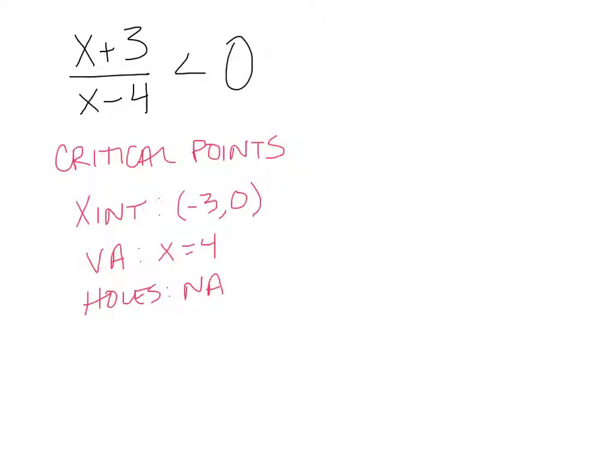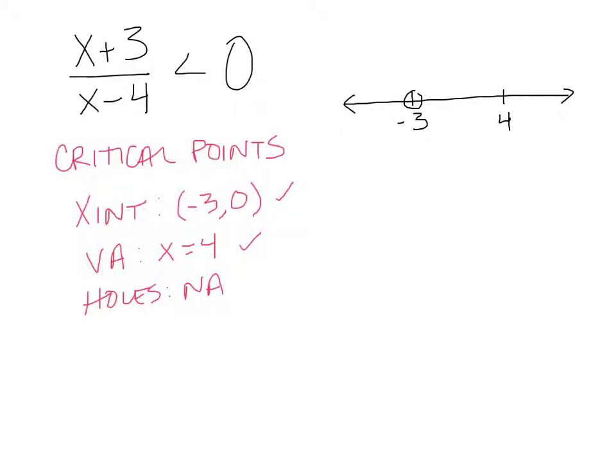So we really only have two critical points we need to worry about in this problem. We need to worry about the x-intercept, and we need to worry about the vertical asymptote. So in order to solve this, let's go ahead and draw our number line and put our critical values on the number line. So I have -3 as one critical value, and I have 4 as the other critical value. I'm going to put a circle there to help me remember what symbols to use. So starting at the x-intercept.